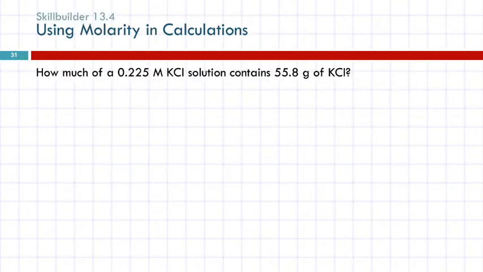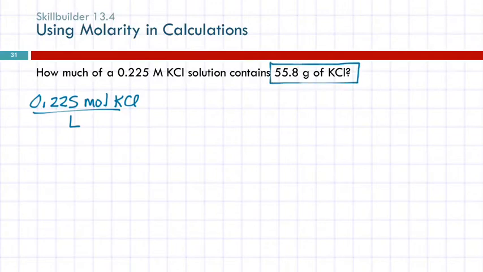How much of a 0.225 molar KCl solution contains 55.8 grams of KCl? What is the thing with 55.8? Well, let's write down numbers. 0.225. Instead of writing the capital M, write moles over liters. That's moles of KCl per liter of solution. And then we've got this guy over here, a mass of KCl.